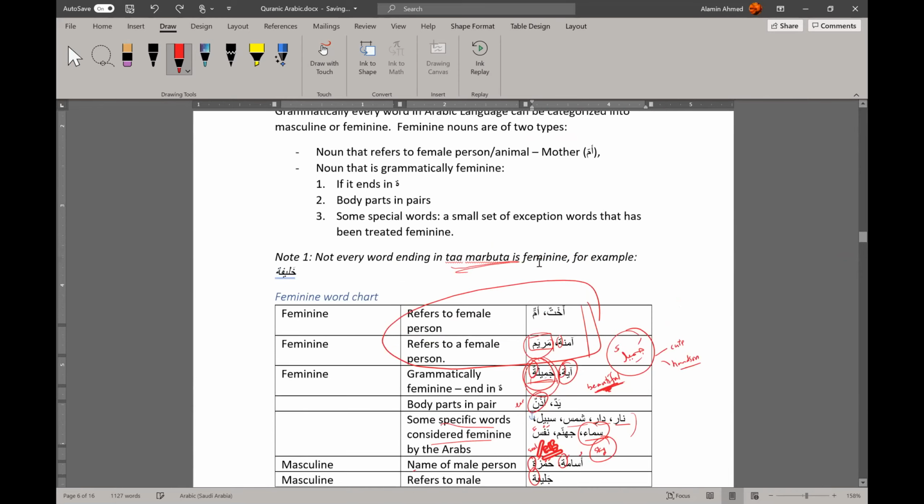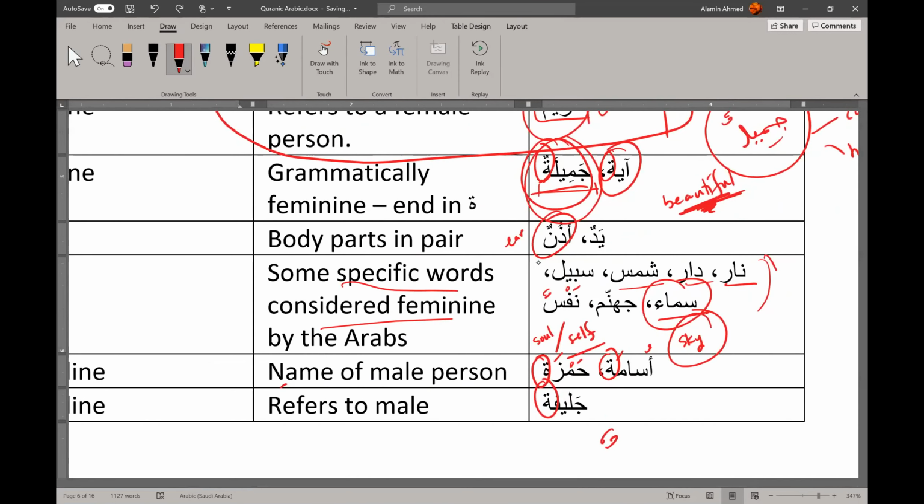See, so these words, guys, just memorize them. Inshallah, it's not a big deal. Number one, these words are super important, and when you memorize them, think about these words being feminine. Just keep that in mind. You don't have to do this for any other words.